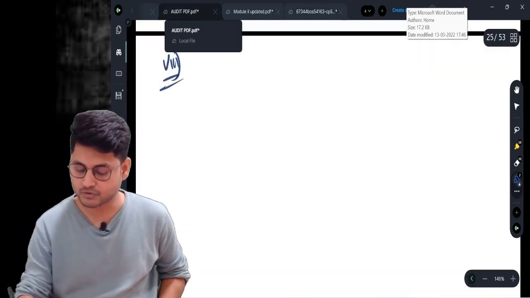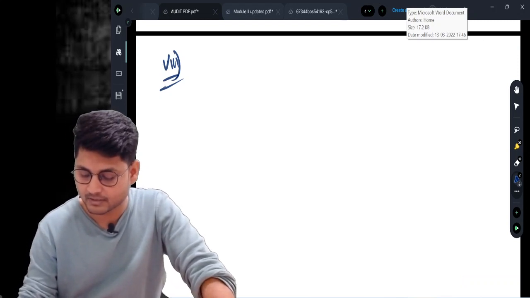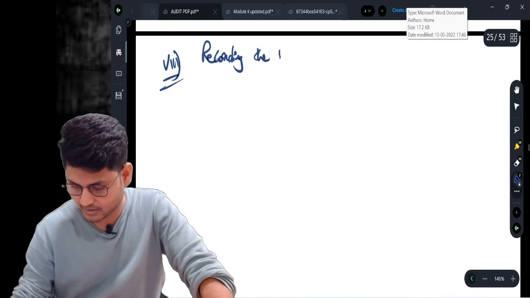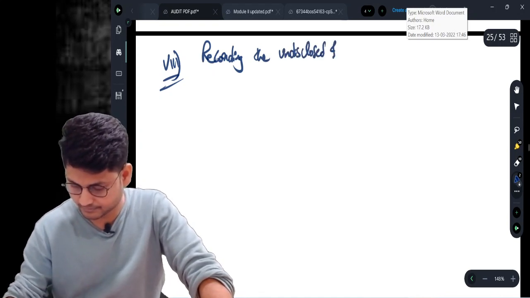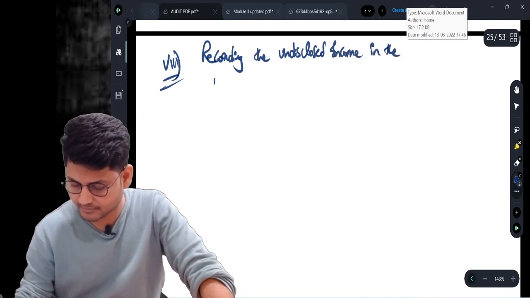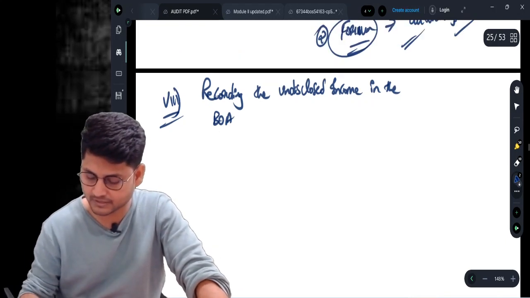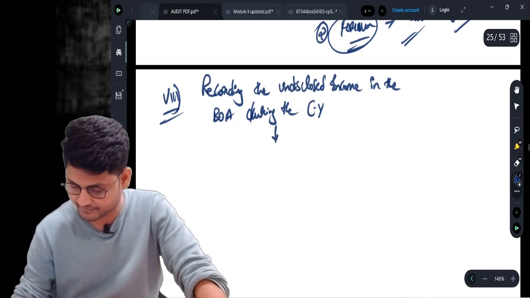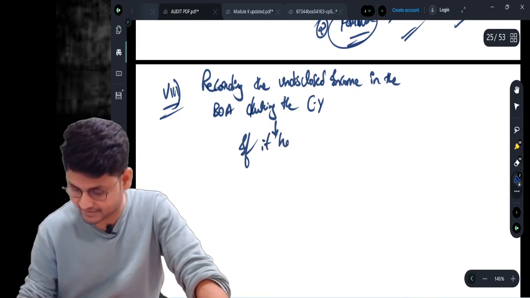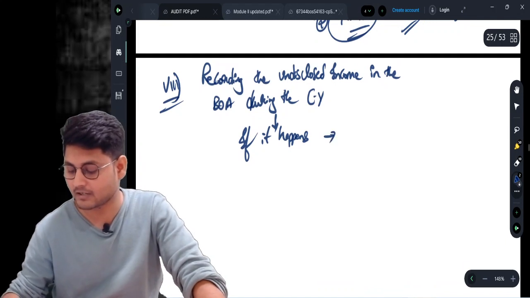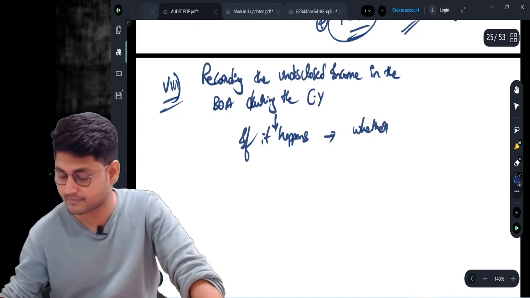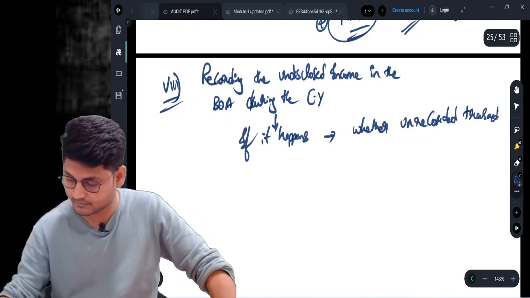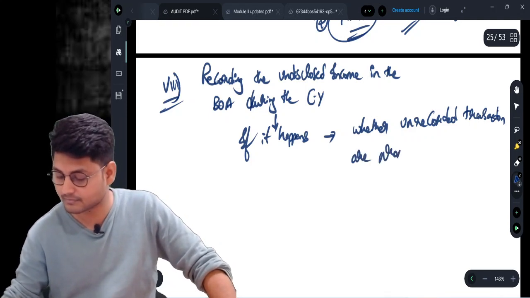So let us have quick notes of it. Clause number 8: recording the undisclosed income in the books of accounts during the current year. If this happens, then only this clause will be applicable. If it happens, then the auditor has to report whether unrecorded income, unrecorded transactions are properly recorded.